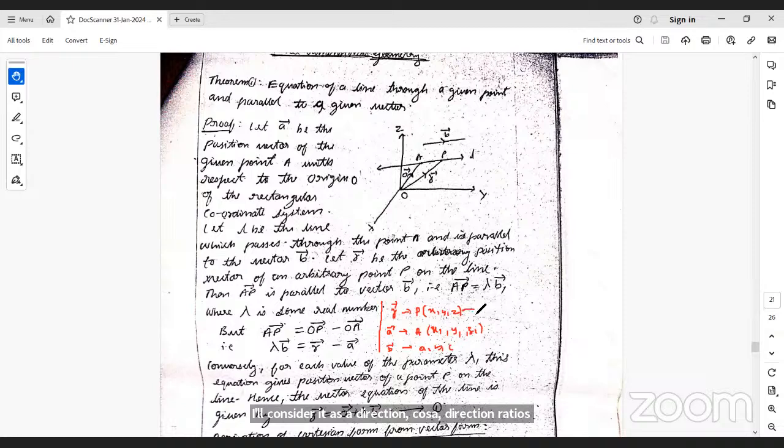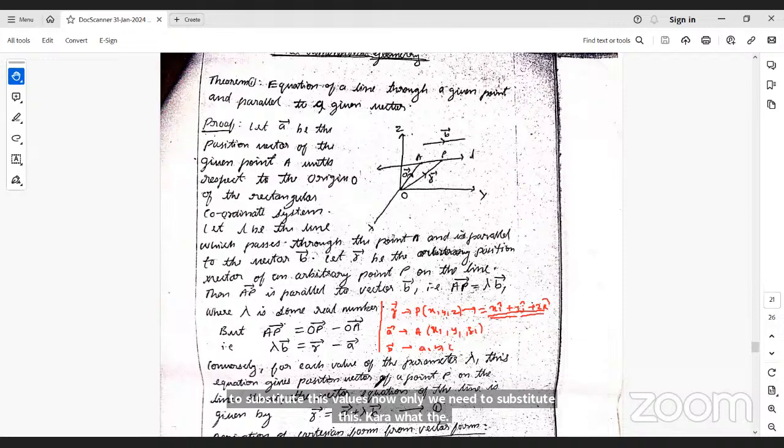So this vector, if you want to write in Cartesian form, it will be x i cap plus y j cap plus z k cap. Similarly, vector A will be x1 i cap plus y1 j cap plus z1 k cap, and vector B will be a i cap plus b j cap plus c k cap. Based on these values, we now need to substitute this component Cartesian form of the vectors into the result we have obtained.